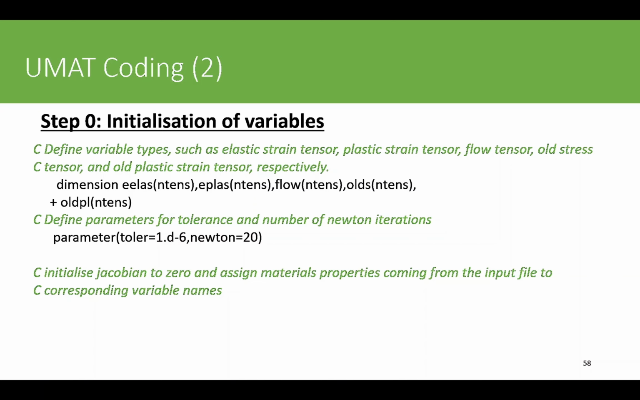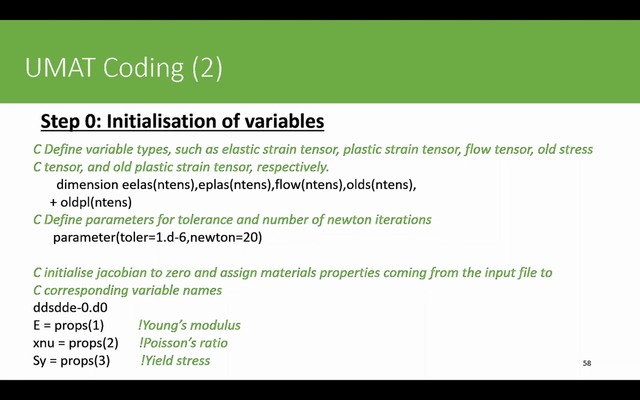Now we need to also initialize the Jacobian to be 0. If you remember, the Jacobian will be a 4th order tensor, so it will be a 6 by 6 matrix, and we need to assign those to 0. We also assign the material properties coming from the input file to corresponding variables, so that we can use them in Abaqus. When it comes into the UMAT, they are only called prop 1, prop 2, etc. So that's what I have done. I have defined all the DDSDDE as zeros.